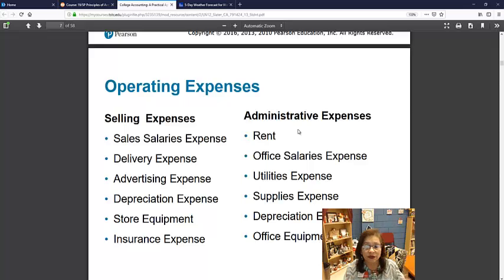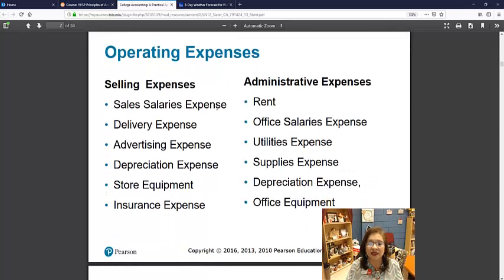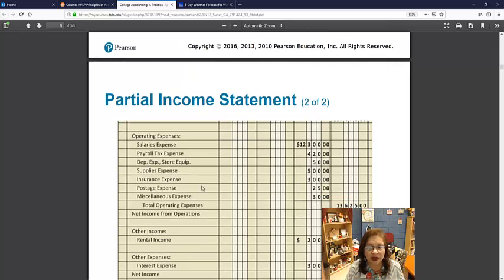So here we go. All the expenses, whether we have salaries, delivery, advertising, depreciation, rent, utilities, supplies, depreciation of office equipment, store equipment if we purchased any, insurance expenses. So then we have to take the operating expenses out. And notice we have salaries in there as well. So when we put all of this together, the salaries, the payroll, the depreciation, the supplies, insurance, postage, miscellaneous expenses, then our total operating expenses were $13,625. Okay?